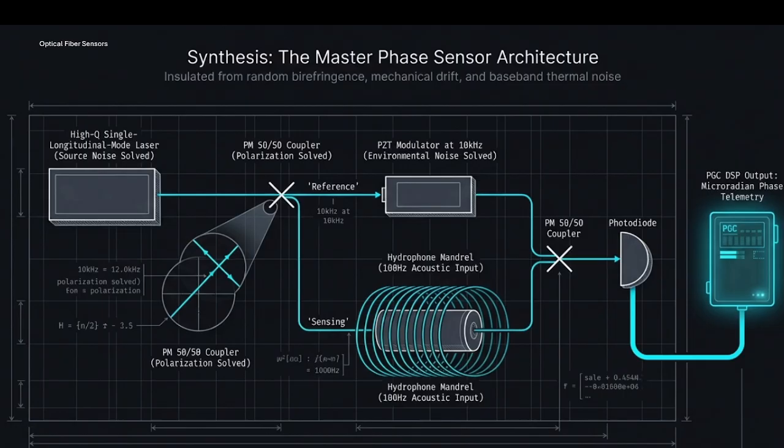Then this is the master phase architecture, where the laser, coupler, and then reference and sensing fiber will be there. Then again the PM coupler is there, photodiode, then PGC, and all these things are after detection, after the photodiode.